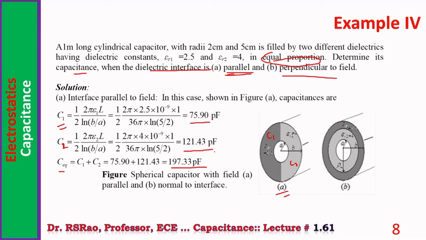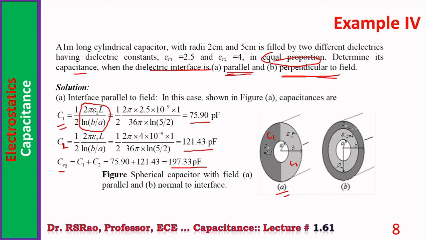197.33 picofarad. Note here 2 pi epsilon 1 L by natural logarithm B by A gives capacitance of cylindrical capacitor. Half we have to consider in this expression because we want capacitance of 1/2 of the cylindrical capacitor. B is the case of interface being perpendicular to the field. It is depicted here. One dielectric is filled inner side, other dielectric is filled in the outer side.